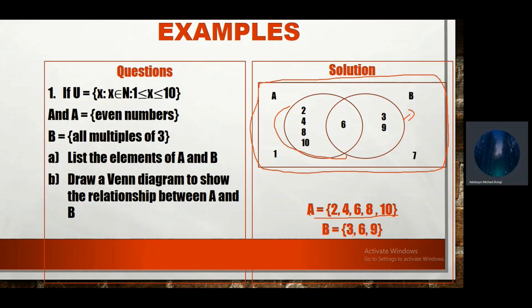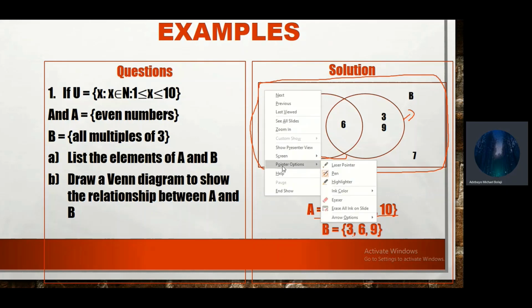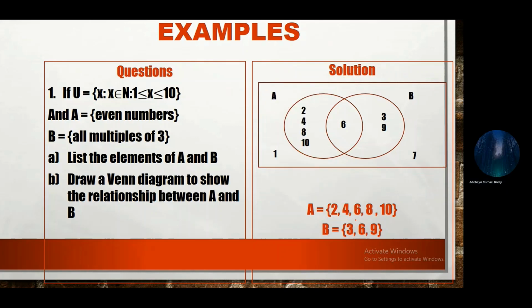Now, if you look at the elements of A and the elements of B, we can see there is a slight resemblance. The resemblance is 6. You see, 6 is present in A and also present in B. So 6 is common, right? So since 6 is common, our ovals must intersect, even though they would otherwise be separate.